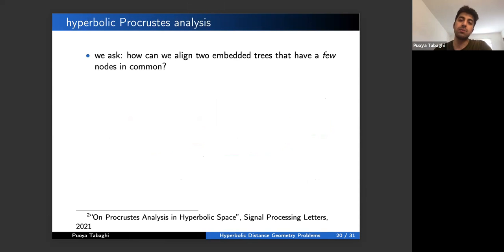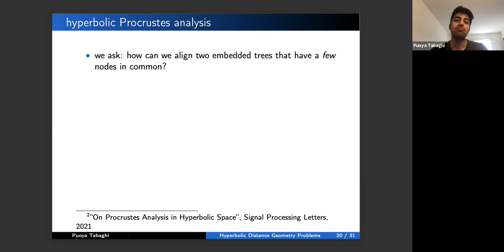Okay, so this was solving hyperbolic distance geometry problems. Now, as many of you are aware, in solving DGPs, usually you have ambiguity in the exact location of the point sets. You need some anchors to find them. And that's what Procrustes analysis is trying to solve, right?